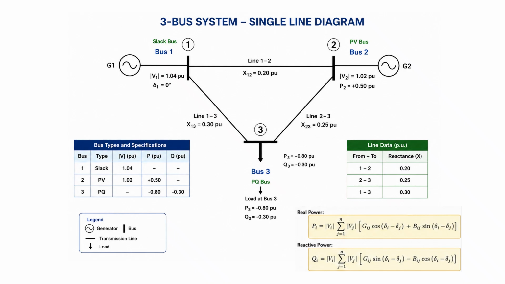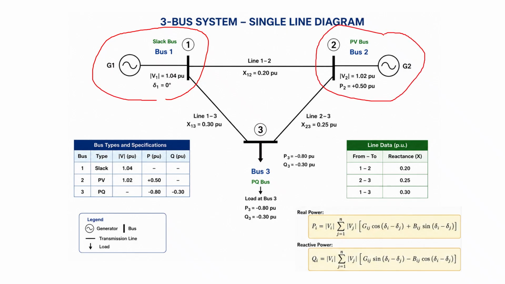Okay, welcome to this session. In this session, we will apply the Gauss-Seidel method and Newton-Raphson for a power system analysis. We'll take a simple three-bus power system as an example. In our case, we have one slack bus, one PV bus, and one PQ bus.